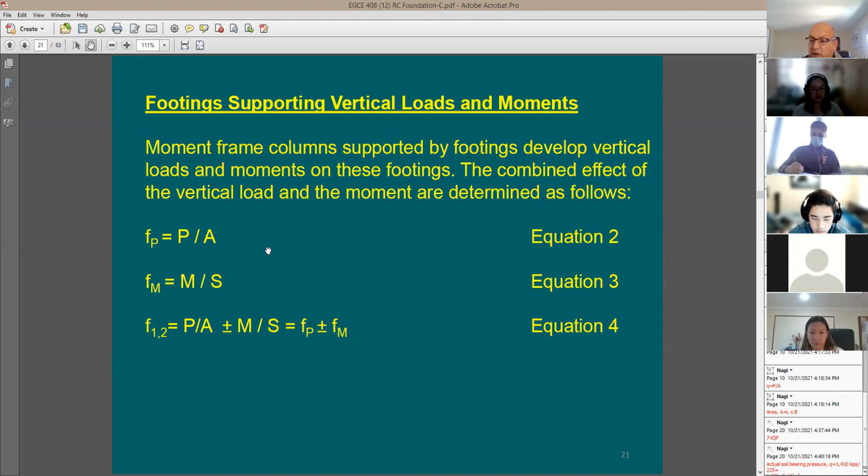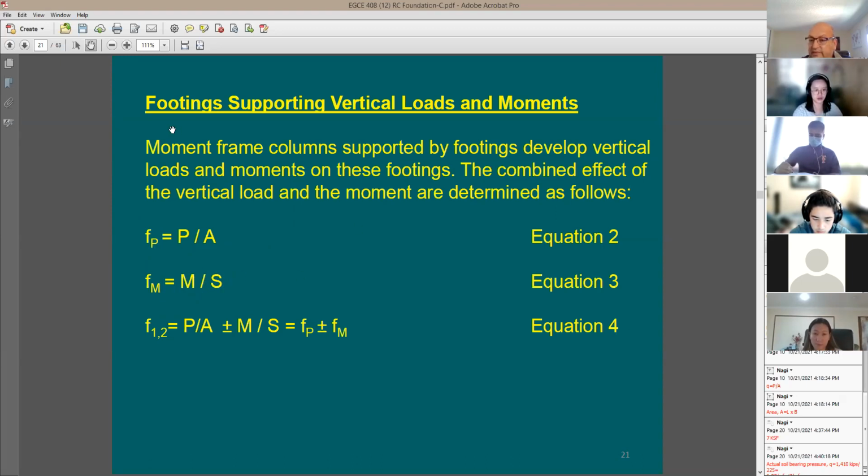When I have also moment applied on this footing, the stress due to moment is going to be equal to M over S. And we have done this before. We have seen this equation before in mechanics of materials. We have done it here. For the cracked section, we have done the same equation.